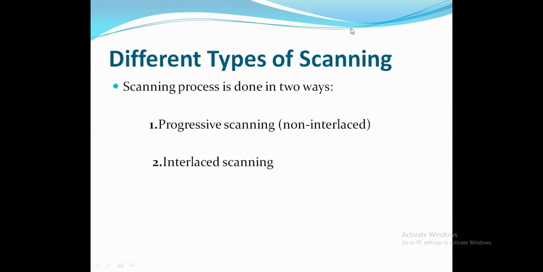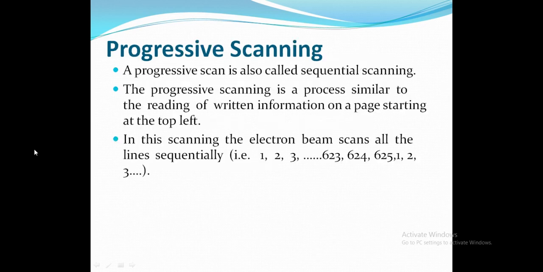Next, different types of scannings. Actually, the scanning process is done in two ways. One is progressive scanning, one more is interlaced scanning. That is, not interlaced scanning is progressive scanning. So first of all, progressive scanning.